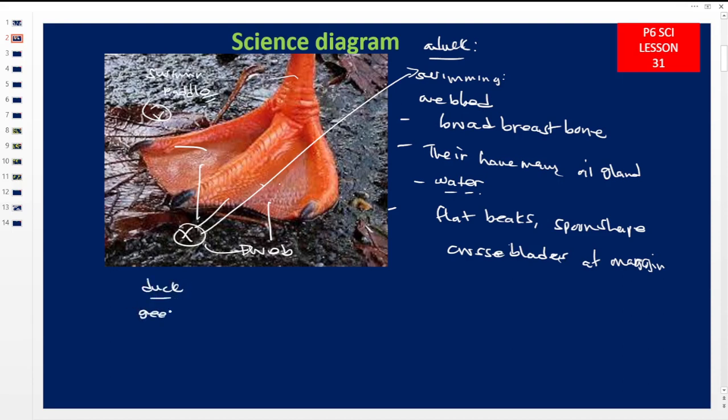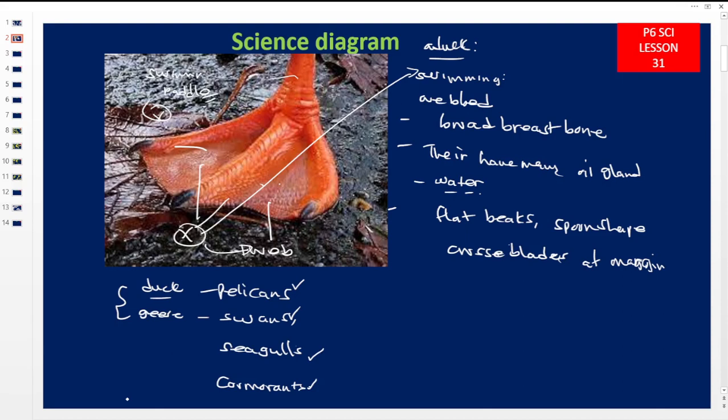Then we have another domestic swimming bird which is called the goose, or when they're female we call them the geese. Then apart from these ones, we have the pelicans, then we have the swans, then we have the seagulls, then we have the cormorants. So cormorants, seagulls, swans, pelicans, ducks, geese are under what we call the swimming birds. My dear learner, have you remembered?